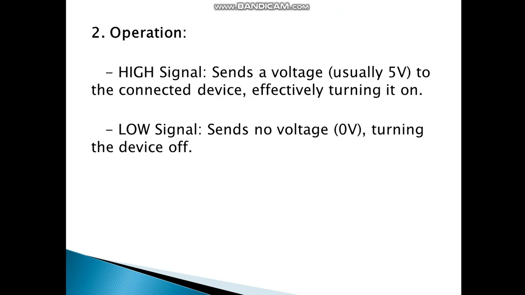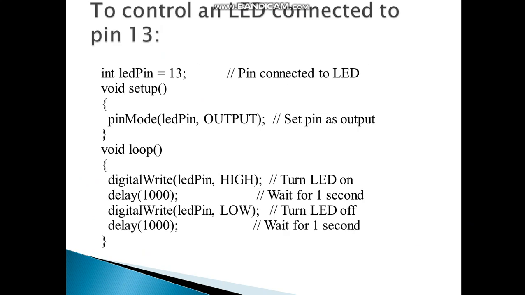Second one, operation: a high signal sends the voltage to the connected device, effectively turning it on. A low signal means sending no voltage, that is 0 volt, turning the device off.